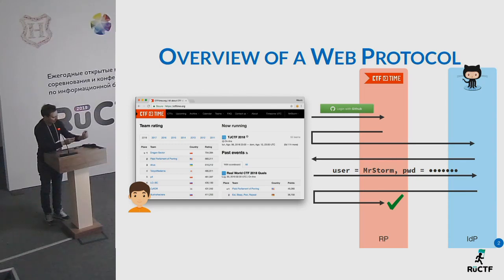This is a simplification of a protocol called OAuth 2. In this context, we call CTF Time the relying party, or RP for short. And GitHub, which is verifying my credentials, is the identity provider, or IdP.